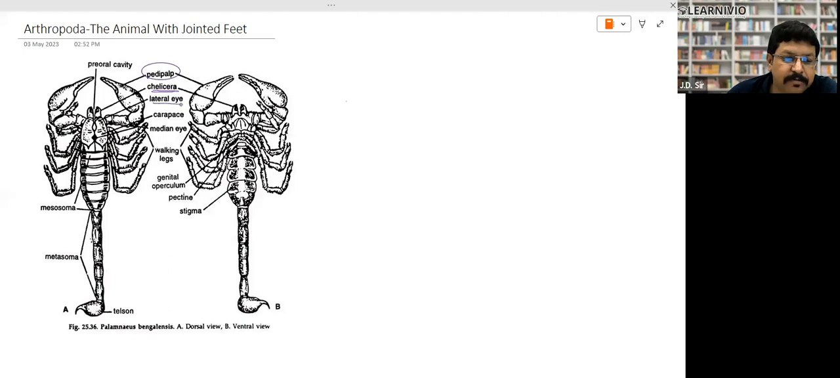They have lateral eyes, right? Actually, they have 3 pair of eyes, right? And there are walking legs for walking, and their body is divided into 3 segments. So basically, they will always have the joint leg. That is the main property of the arthropoda, right? And there are much more in the arthropoda.